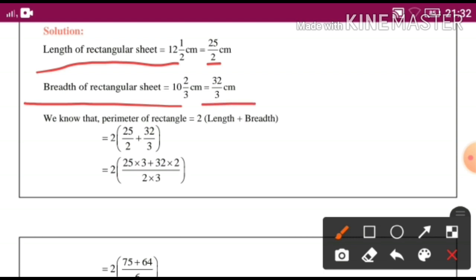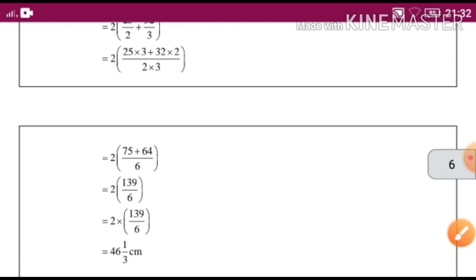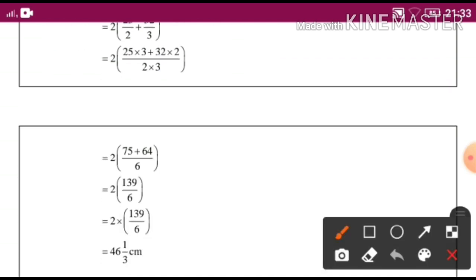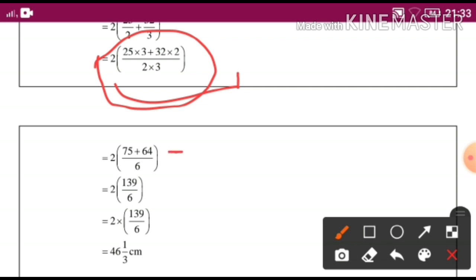Okay, so we know that the perimeter of a rectangle is equal to 2 into (length plus breadth). So we get 2 into (25 upon 2 plus 32 upon 3). First we have to make the denominator the same. So we get 2 into (25 into 3 plus 32 into 2) upon (2 into 3). By doing this, we get 2 into (75 plus 64) upon 6. By adding this, we get 2 into 139 upon 6.